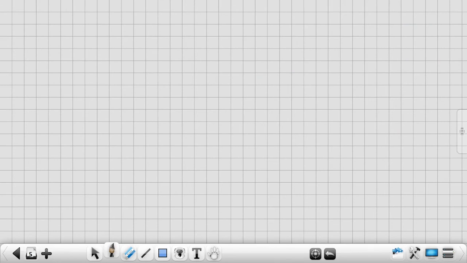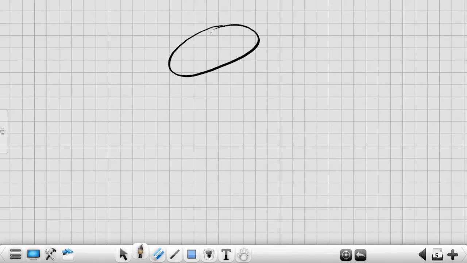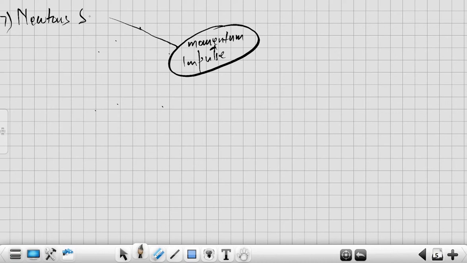Then you can further move. Okay, let's start with our next section. Your section is still momentum and impulse. So let's start with our number seven. Our number seven says Newton's second law in terms of momentum.